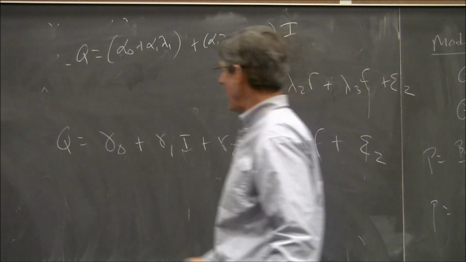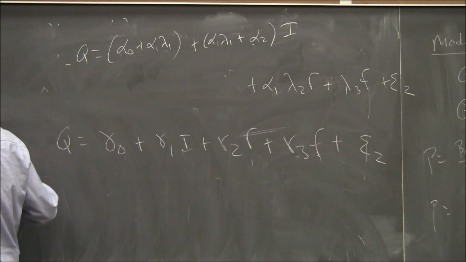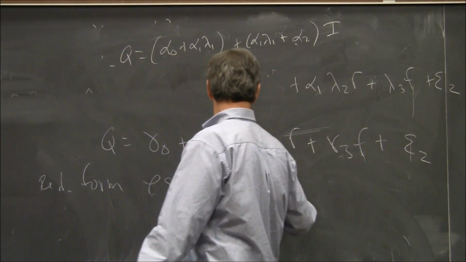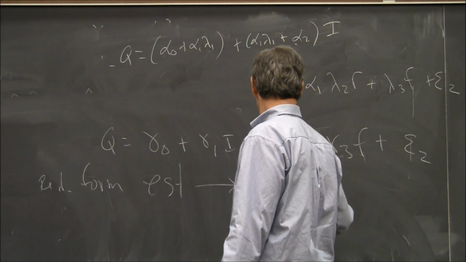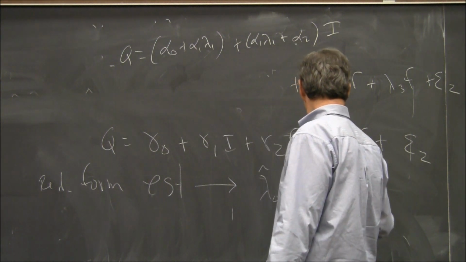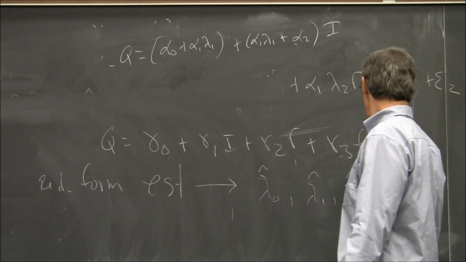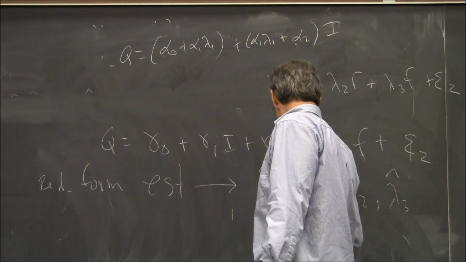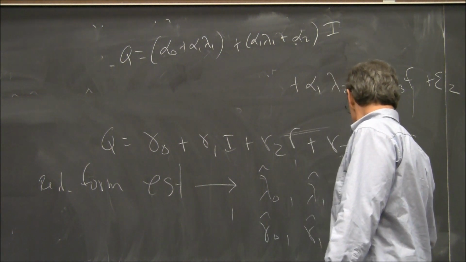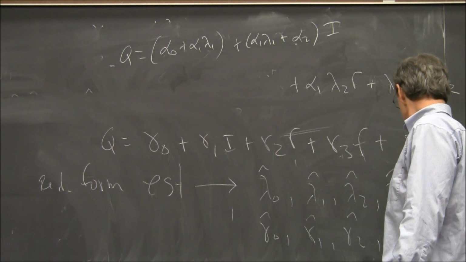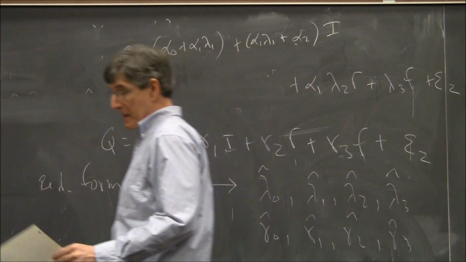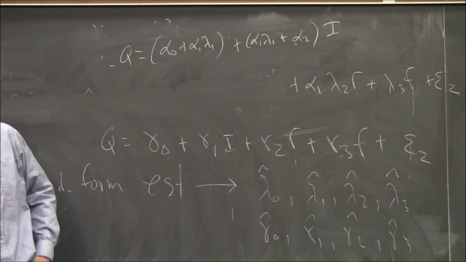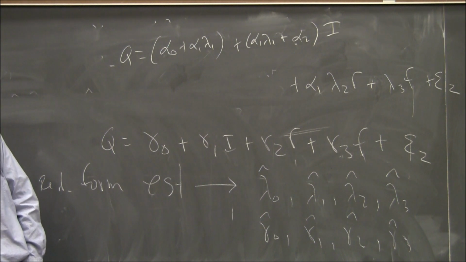And so the reduced form estimates will give you then lambda 0 hat, lambda 1 hat, lambda 2 hat, lambda 3 hat, gamma 0 hat, gamma 1 hat, gamma 2 hat, and gamma 3 hat. Okay. And then we take those and we try to recover the structural parameters once again, just like we've done in the first three models.